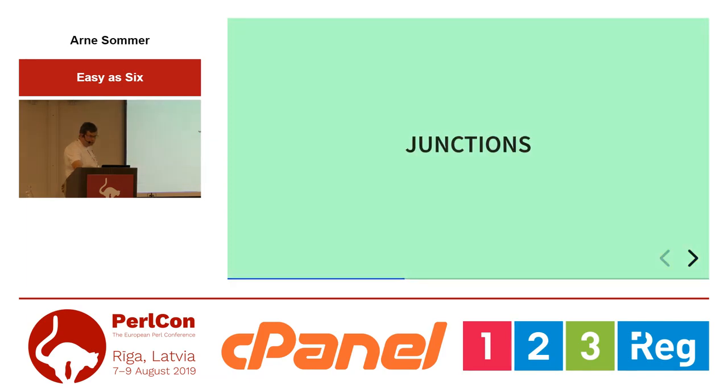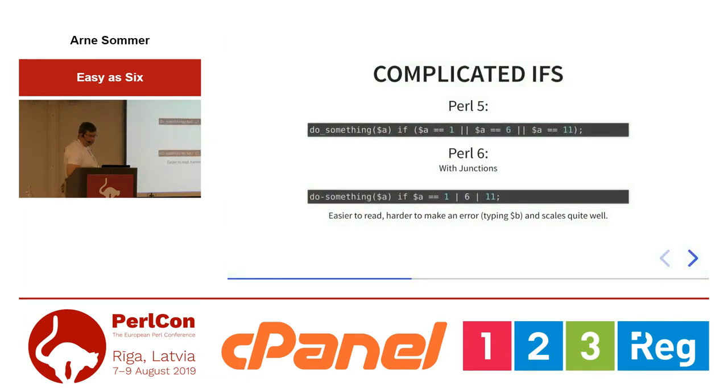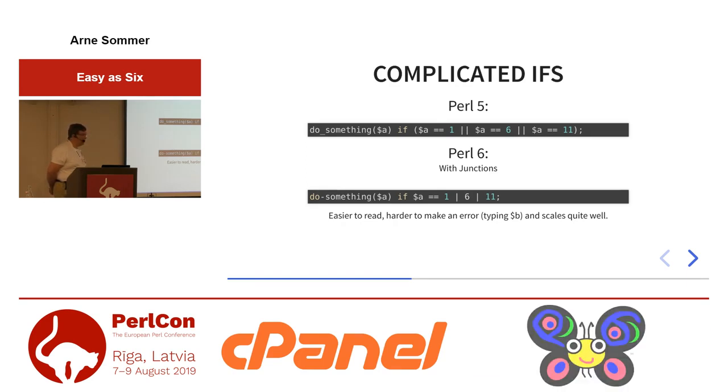Junctions. Complicated ifs. In Perl 5, if you want to check if a variable is one of several distinct values, you have to do it that way. In Perl 6, you can do it with the junctions. The benefit is that it's less typing and you don't have to type the variable name all the time. So it's less error prone.